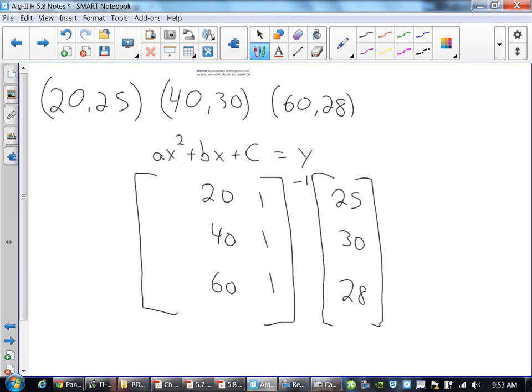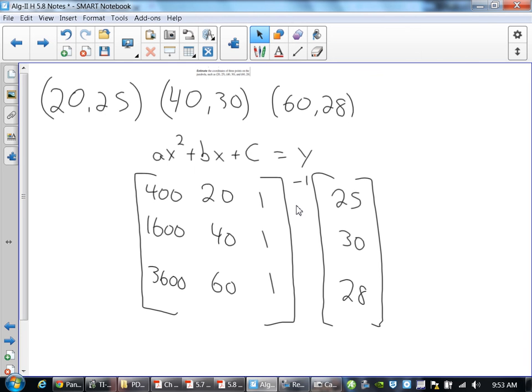In the first column, then, it's just going to be the second column squared. So 20 squared is 400. Add two zeros then. You're doing that all the way down. This is a real big old matrix, and it's just a matter of putting it in your calculator.